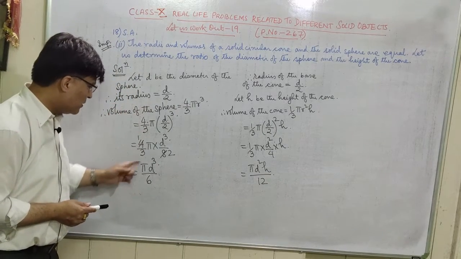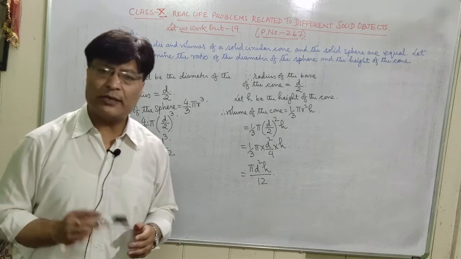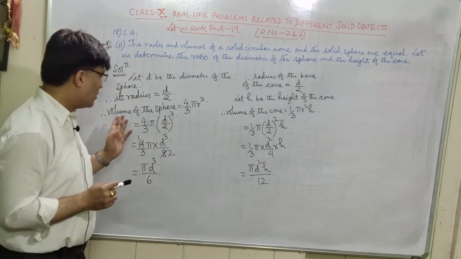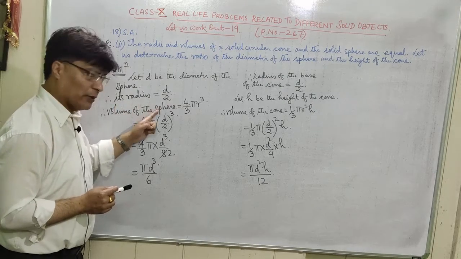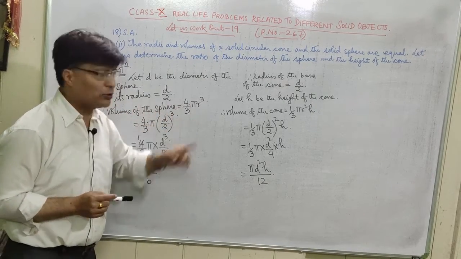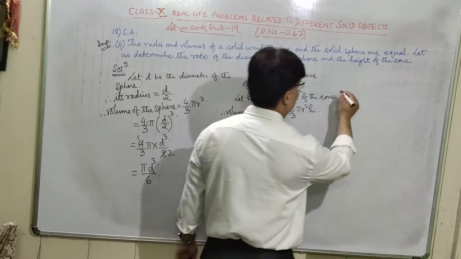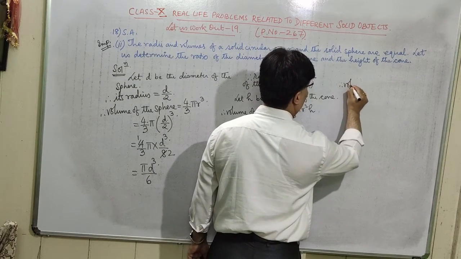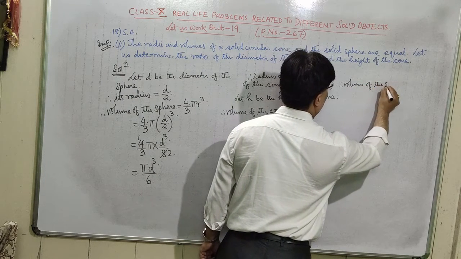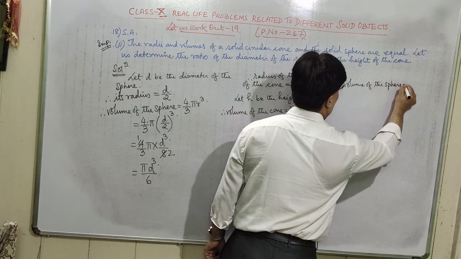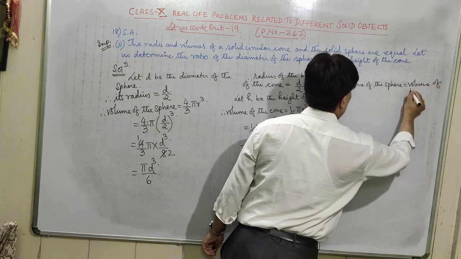And what is the volume of the sphere? It is pi d cube divided by 6. So in the question it is given that the volume of the sphere is equal to the volume of the cone. So it is given in the question. So we can write here, therefore, volume of the sphere is equal to volume of the cone.